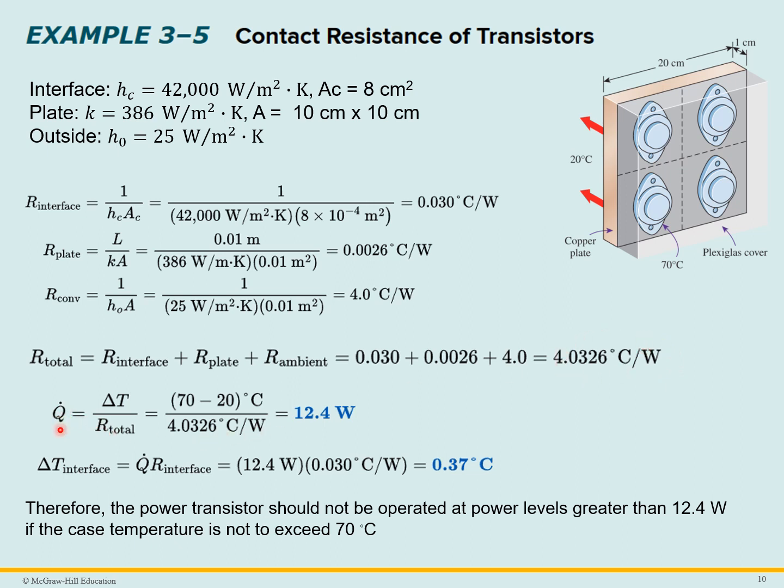We can calculate Q dot. It's delta T over R total. Delta T is 70 on one side and 20 on the other side, divided by R total, giving 12.4 watts. We can calculate delta T at the interface, which is Q dot times R interface, 0.37 degrees C. Therefore, the power transistor should not be operated at power levels greater than 12.4 watts if the case is not to exceed 70 degrees C.